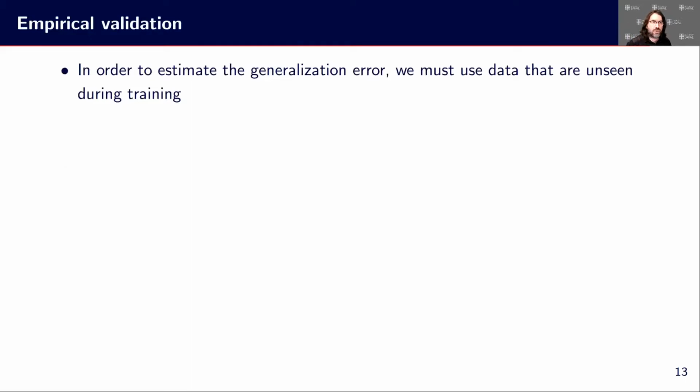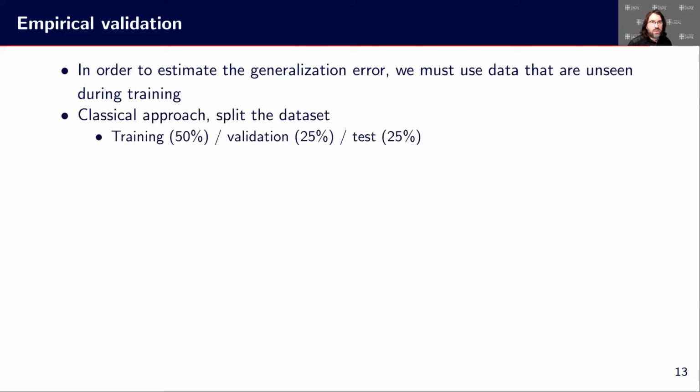We also have the point of using empirical validation. Sometimes to evaluate the generalization error, we need to use data that are unseen during validation. A classical approach is to split the data set in 3. These are arbitrary values, they can be quite different, but let's say we use half of the data as training, 25% as validation, 25% as testing. So it's 50, 25, 25.